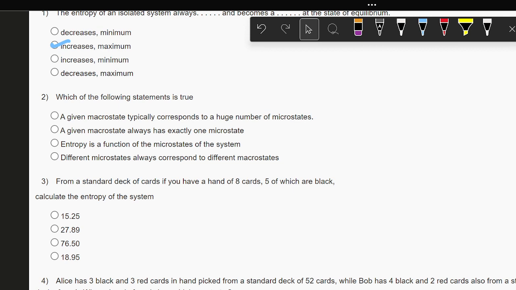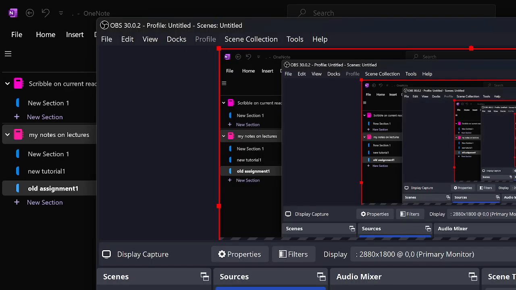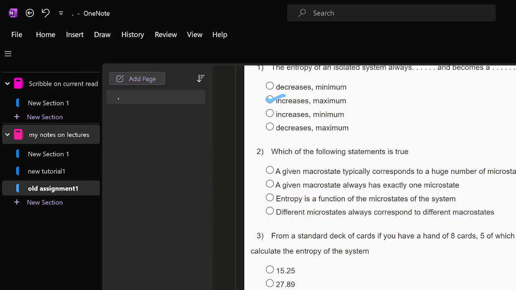Okay, just 1 second. Here it is being recorded. Okay. Let me go to full screen again.